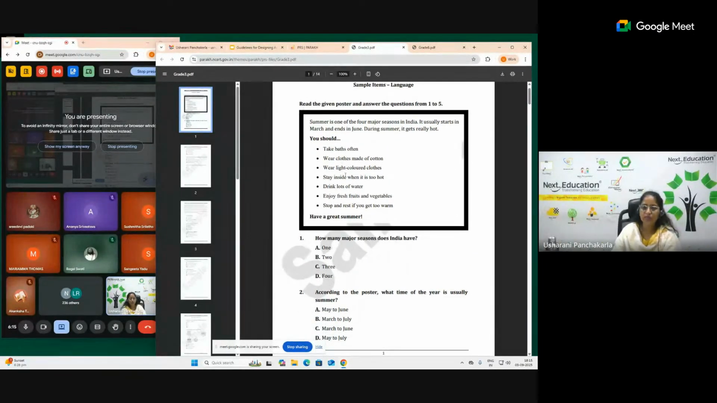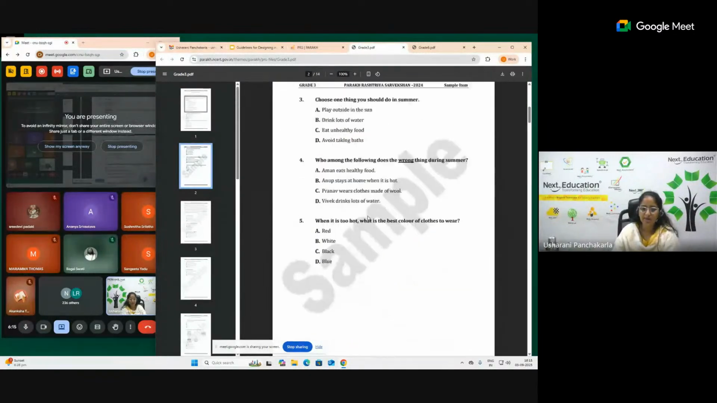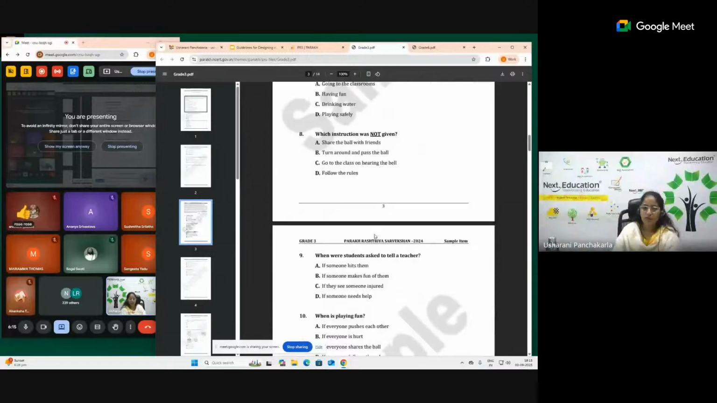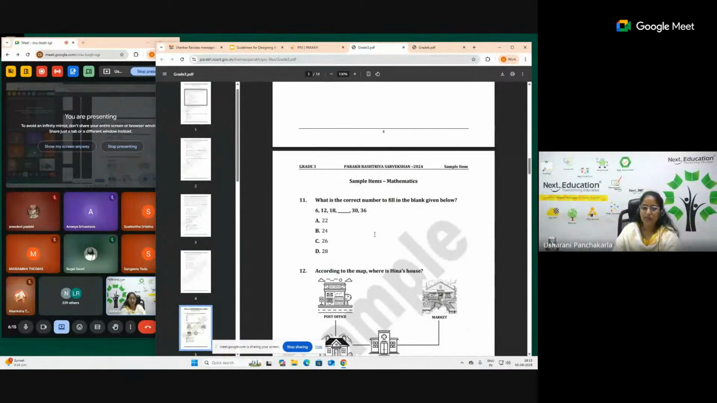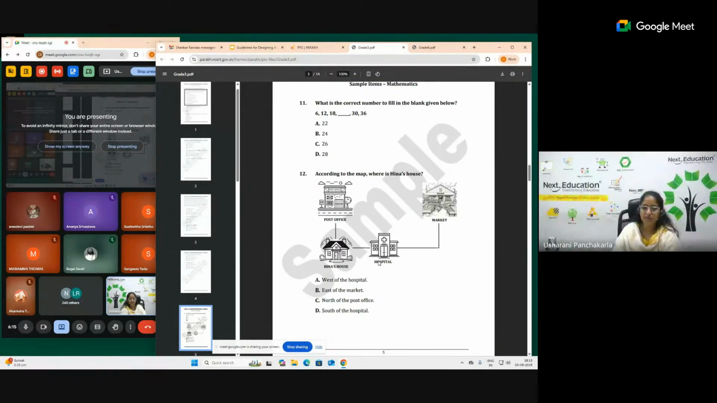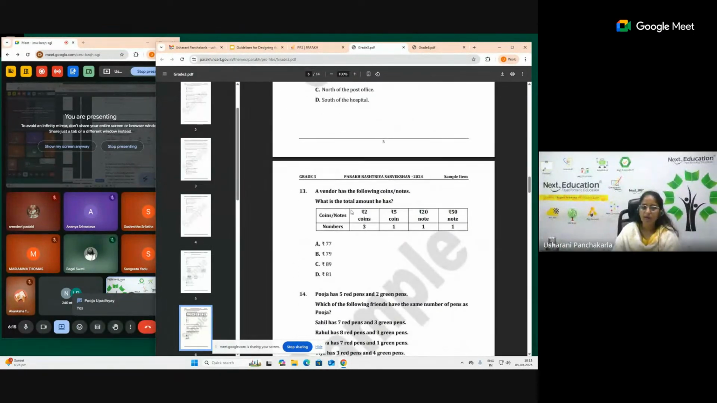Here you can see a comprehension-based paragraph, and based on that you have 5 questions being asked. This is one more, and right now the mathematics has started. What is the correct number to fill in the blank here? This is something like logical reasoning questions. According to the map, where is Hina's place, to find out the directions? And then the vendor has the following coins. What is the total amount he has?